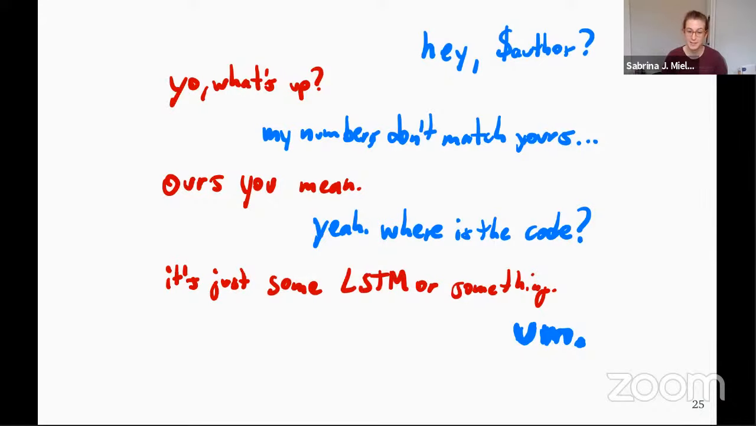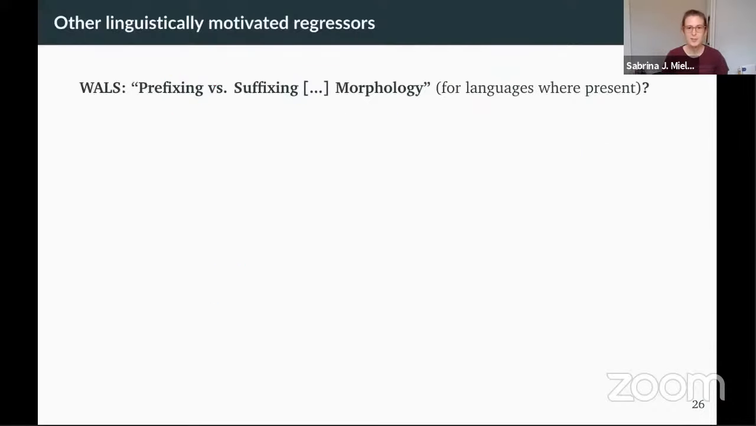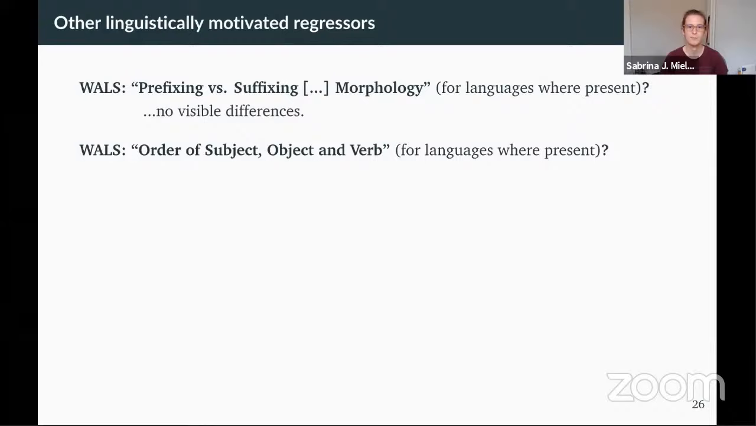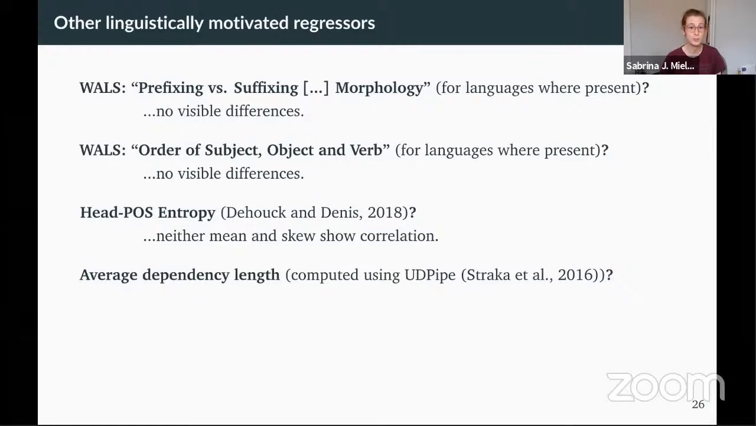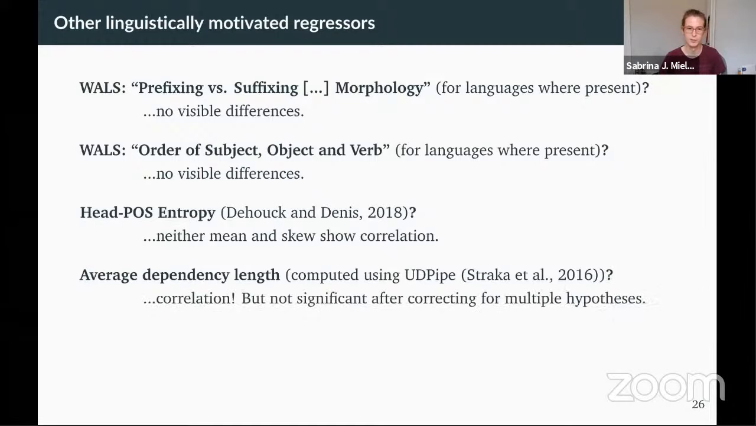So we were like, great, good start for this paper. We might say, okay, maybe it's not morphology. Maybe there are some other things that correlate. We can look at WALS features, another morphology feature. Nope, nothing. SOV order? Nope, nothing. Some things that people have proposed, like the entropy of heads of part-of-speech tags. Nope, nothing. Average dependency length, which people have hypothesized is responsible for some difficulty.